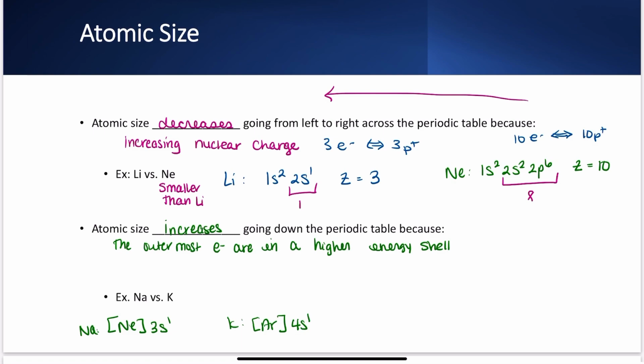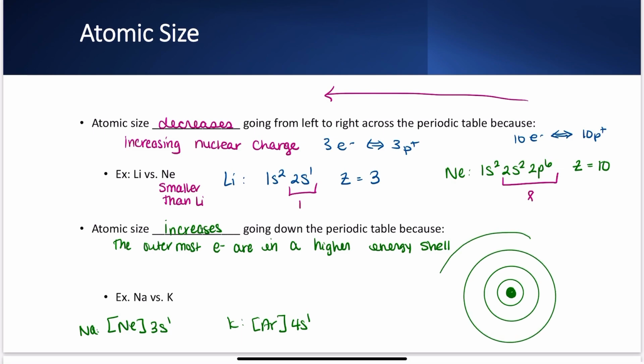Potassium just has 1 more ring. It's just 1 spot further from the nucleus. So you got your nucleus, n equals 1, n equals 2, n equals 3, and n equals 4. Sodium's outermost electron is right here. Potassium, its outermost electron is out here.